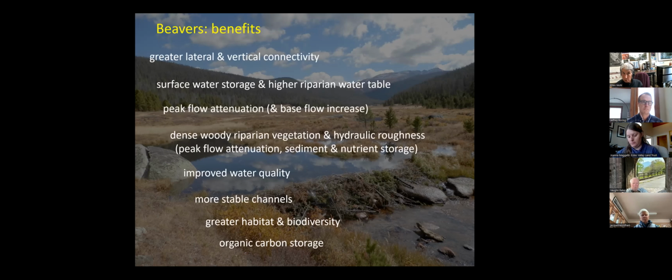They can promote that dense, woody riparian vegetation. And again, the roughness slows down the passage of flood flows and stores sediment and nutrients, improves the water quality, and improves channel stability, which means you have less sediment going downstream, creating that habitat and biodiversity and carbon storage. So it's hazards versus benefits.